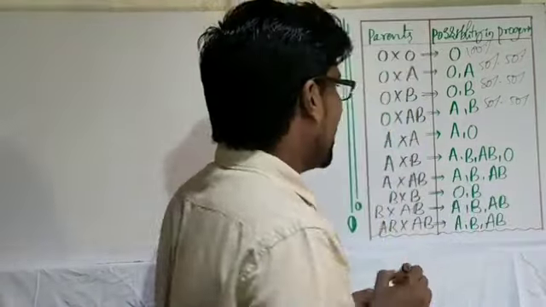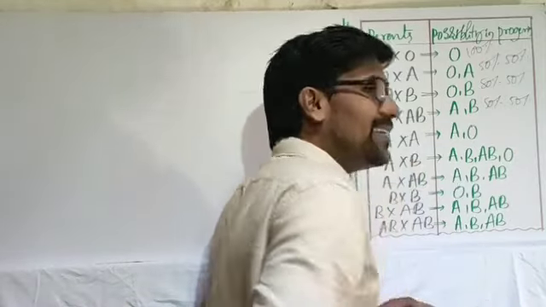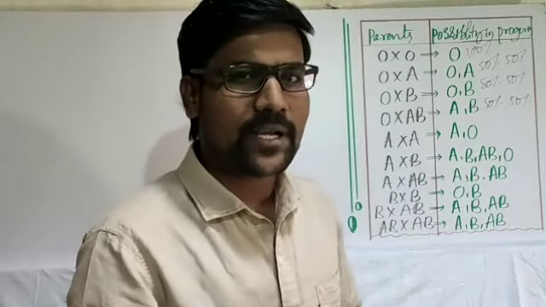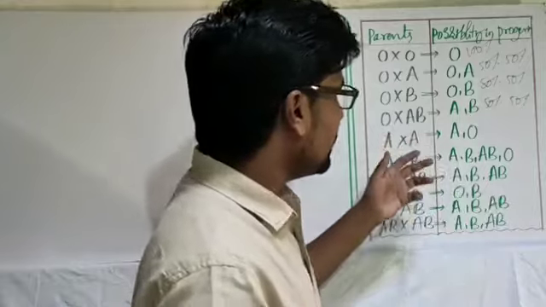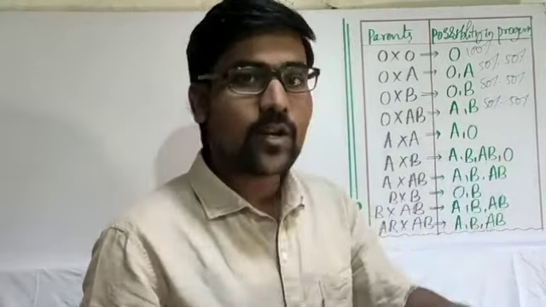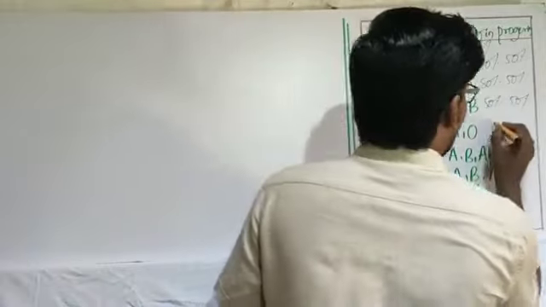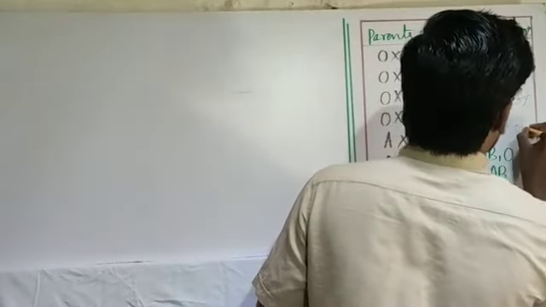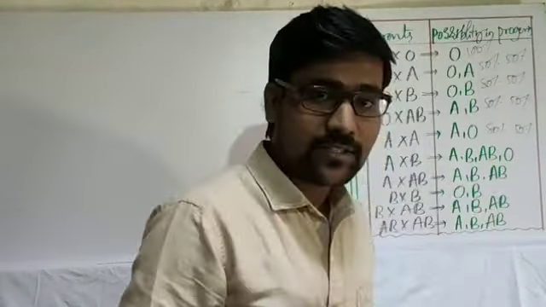And if both the parents are A and A, considering heterozygous A, then the possibilities are either A or O, not B, not AB. Here also the chances are 50-50%. Right?